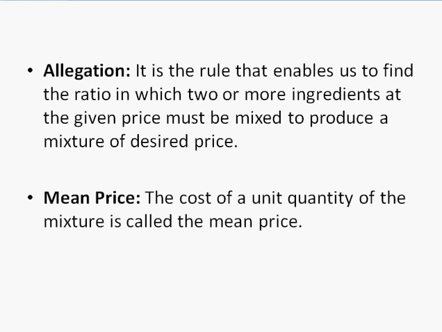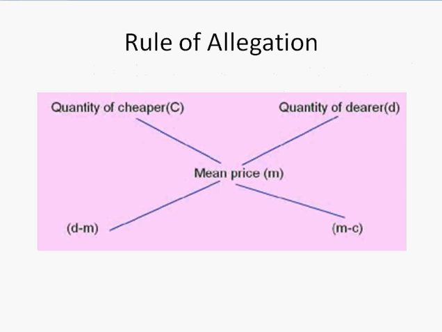And what is mean price? Mean price is the cost of a unit quantity of the mixture. Alright, so now what is the rule of allegation? In the rule of allegation, you need to create a small chart, as you can see here.